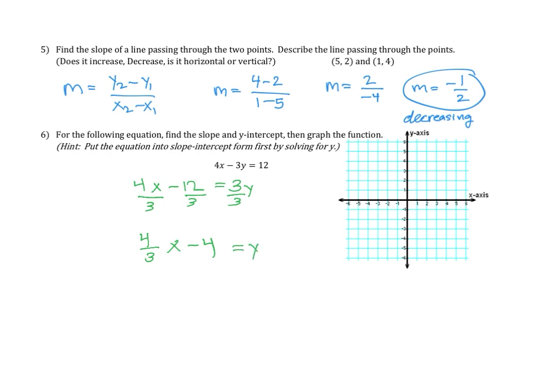So that means that my slope is 4/3 and my y-intercept is at negative 4. Then if I want to graph that, I just start at the negative 4 and I rise 4, run 3. 1, 2, 3, 4, run 1, 2, 3. If I want to do that twice, I can. You don't have to. Then you just get to draw a line.